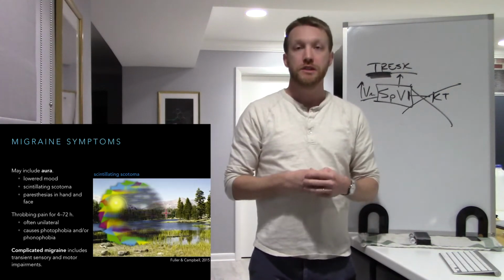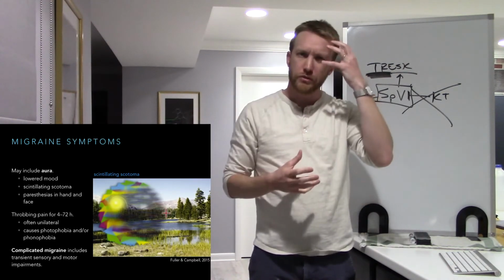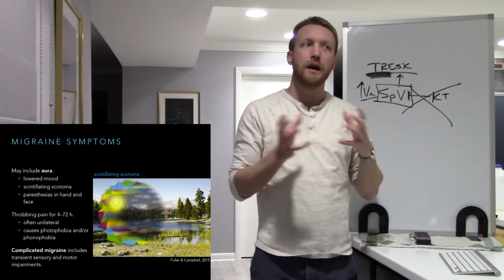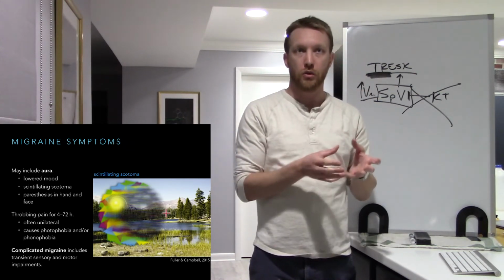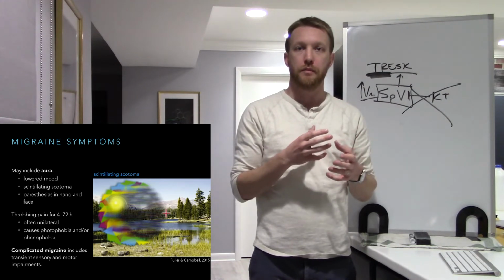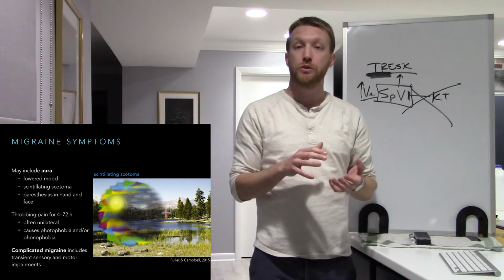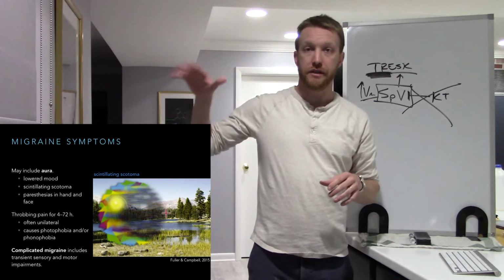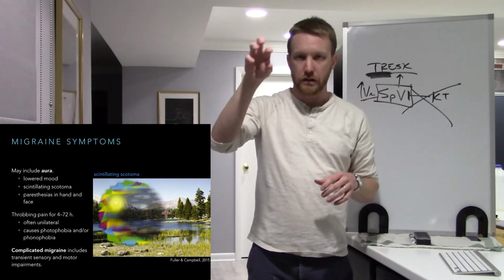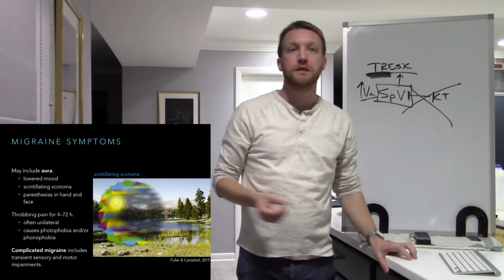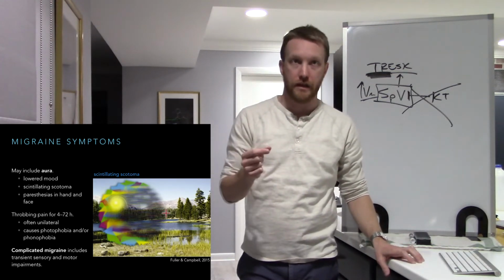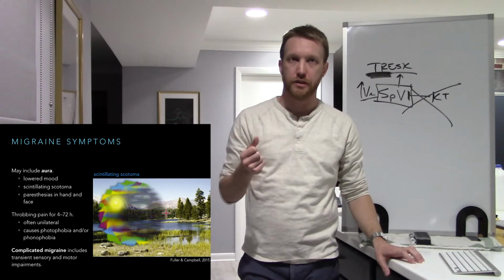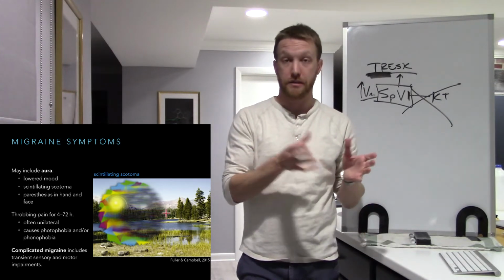Now, as far as symptoms go, there's again that more unilateral pain here, but in this case we might have a preceding event called an aura, which is going to include some sensory abnormalities, usually lowered mood, and those sensory abnormalities can include the scintillating scotoma that we're seeing an example of here. So there's kind of a hazy light surrounded by the shimmering or the scintillating multicolored lights. There can be paresthesia as well, usually in the hand and face. So we can have some abnormal sensation there. The aura precedes, in some cases, the migraine.